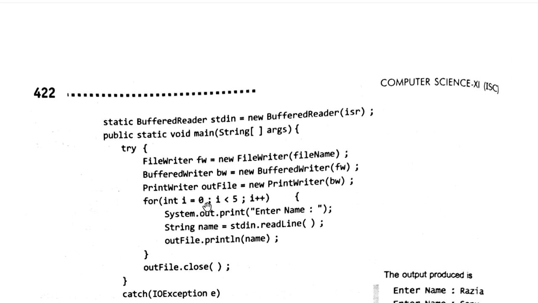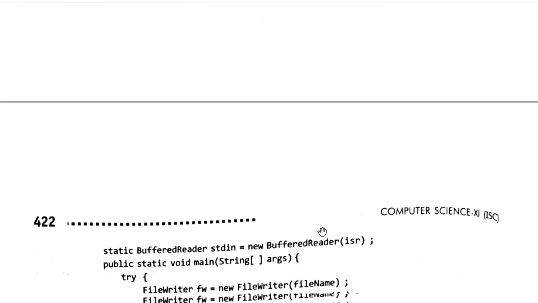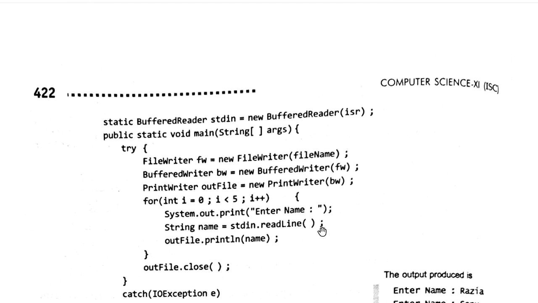This is the loop which will execute 5 times, where we are asking for the name, enter name. We are reading the name from the keyboard and we are writing that name to the file. See, outfile means PrintWriter object dot println, and we are passing the value which has been accepted from the keyboard to the output file. So that means in that names.txt, 5 input names will be written.